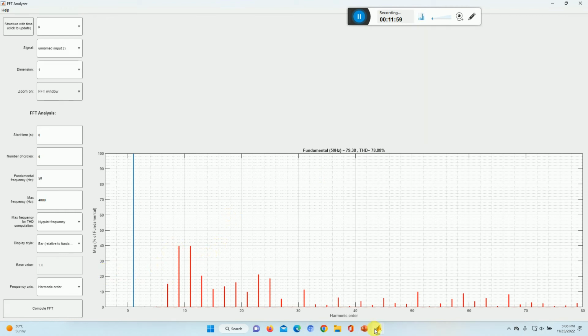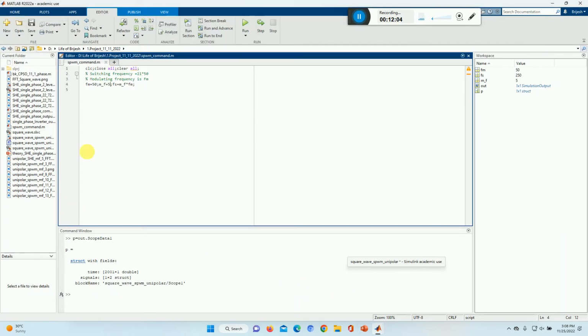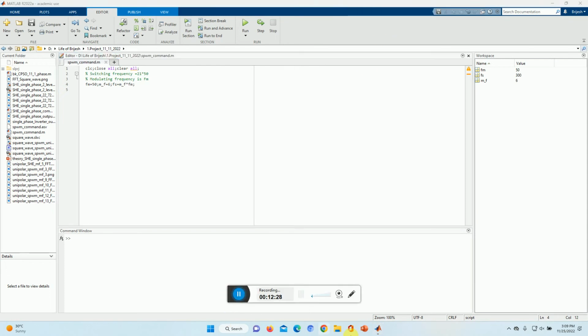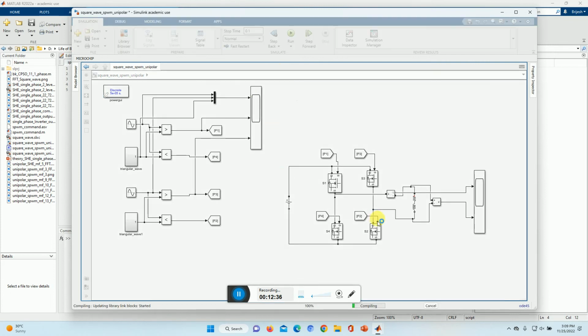So now what we will do is make some changes over here. We will change the modulating frequency. Instead of 5, we will take 6. If it's 6, how does it change the output here? So with modulating frequency 6, we are going to run this simulation once again. We run the simulation again, and we will see the results here in the output voltage.